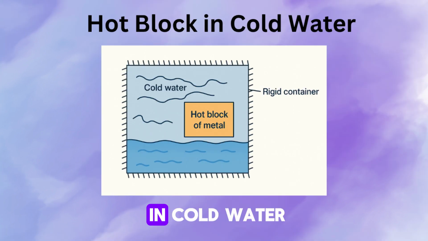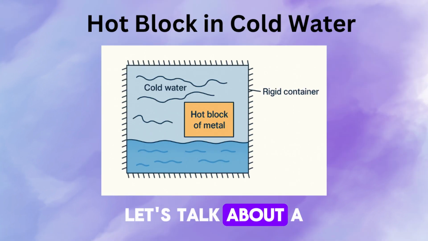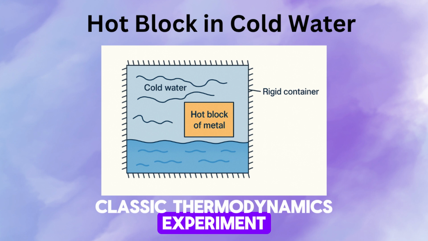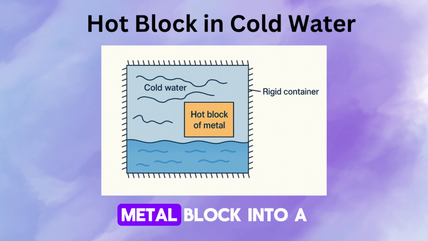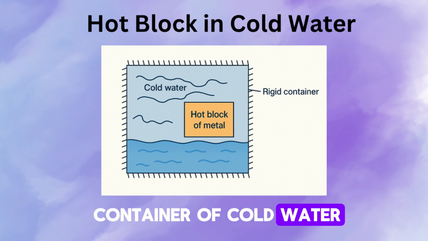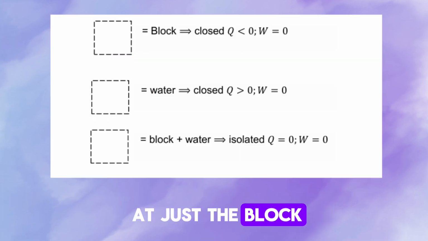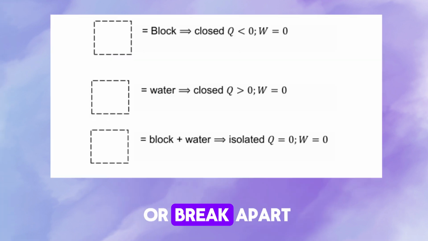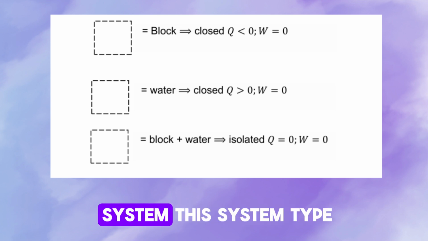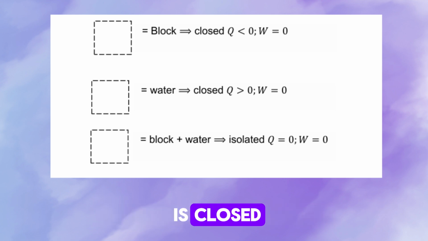Seven. Hot block and cold water. Let's talk about a classic thermodynamics experiment. You drop a hot metal block into a container of cold water. What happens next? Let's start by looking at just the block. The block doesn't melt or break apart, and nothing enters or leaves it, so it's a closed system. This system type is closed. Q less than zero, which means losing heat, and W equals zero, which means no work is done.